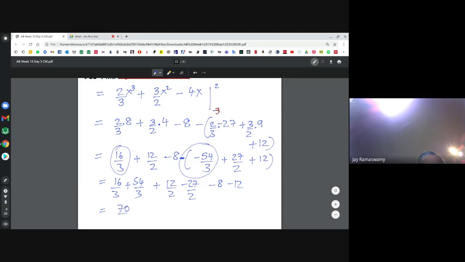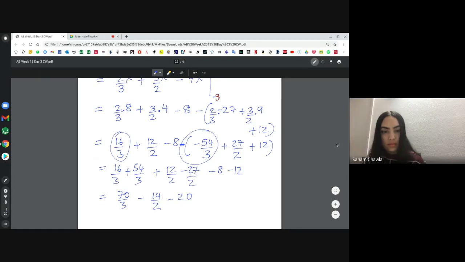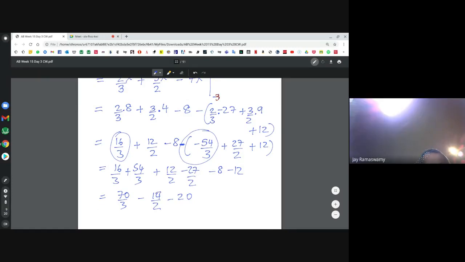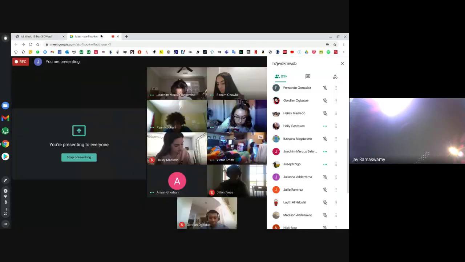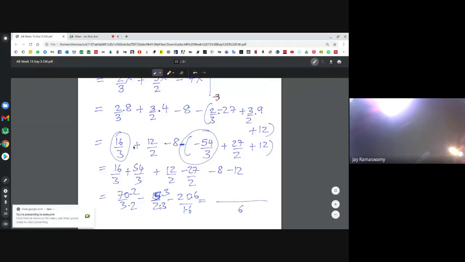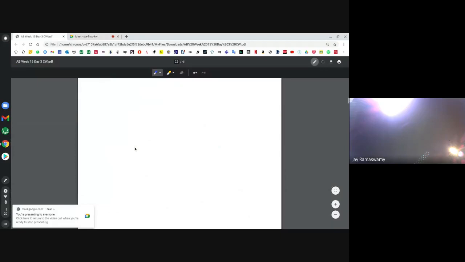That's 70/3, minus 14 halves, minus 20. Oh, sorry, minus 15 over 2. Now you can take LCMs or not. LCM is 6, but I was focused on that algebra trick. You'll be tempted to simplify the fractions. Do not. I wanted to show you that idea. That's an important idea. It reduces your work dramatically.